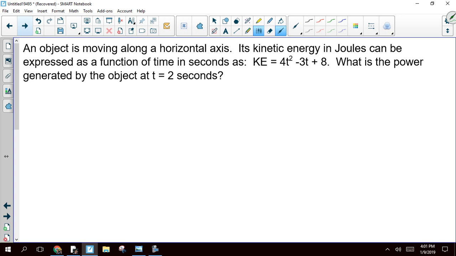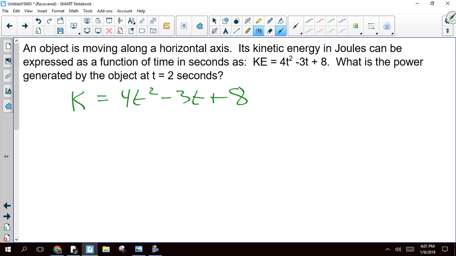All right, so here we've got this. An object is moving along a horizontal axis, so, number line, whatever. The kinetic energy in joules can be expressed as a function of time in seconds as, and it gives us this: kinetic energy is 4t squared minus 3t plus 8. And it wants to know what power is generated.